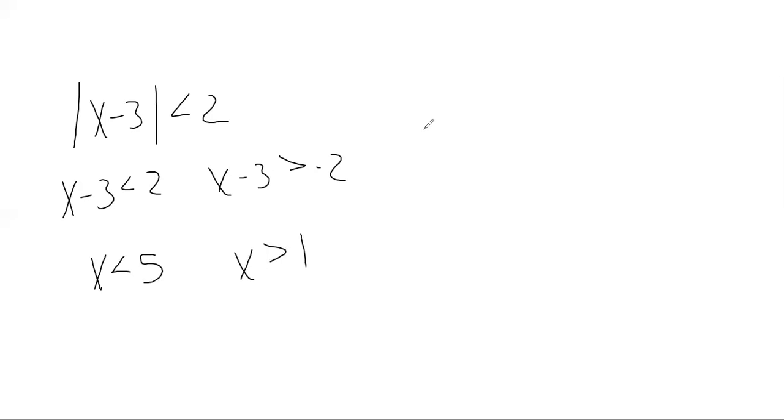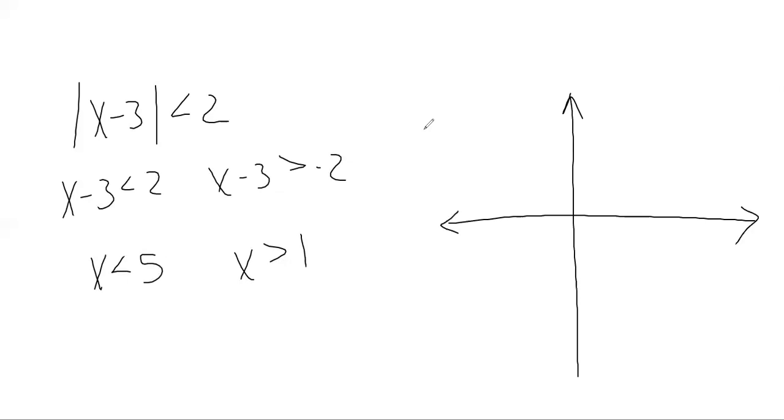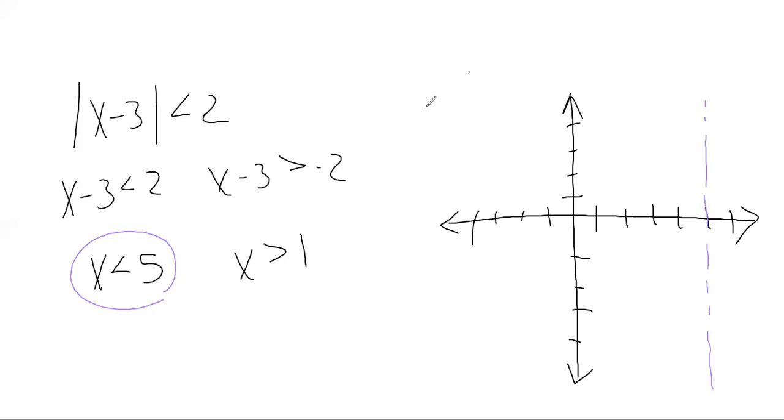So I go over here now. These are going to be dotted lines, okay? Let's use purple for this one here. X is less than 5. So I go out 1, 2, 3, 4, 5. Dotted line. Okay? I'm not going to shade it yet.